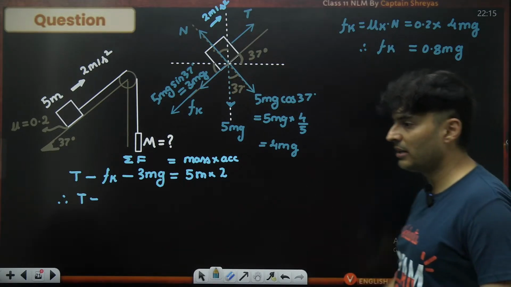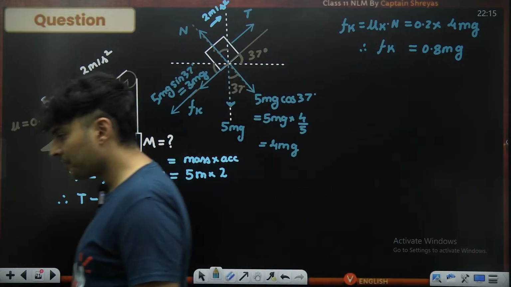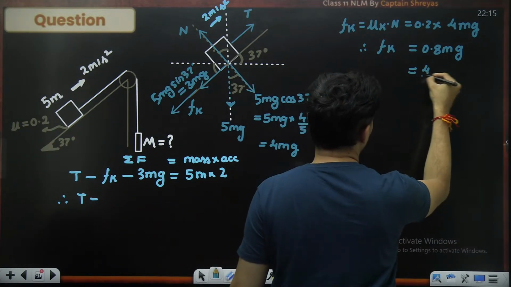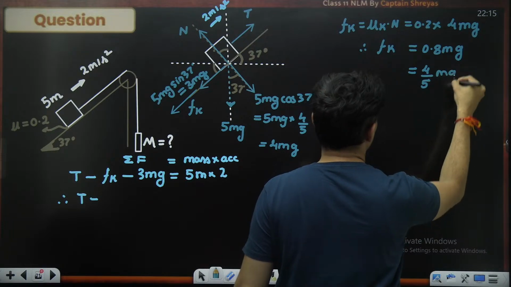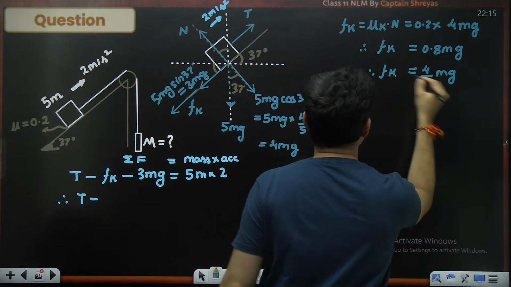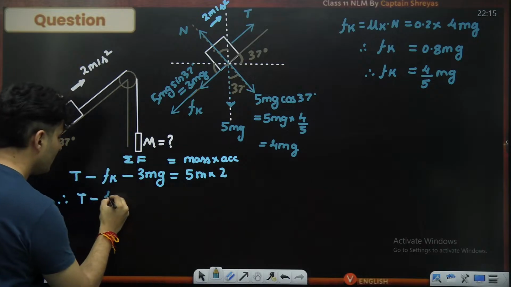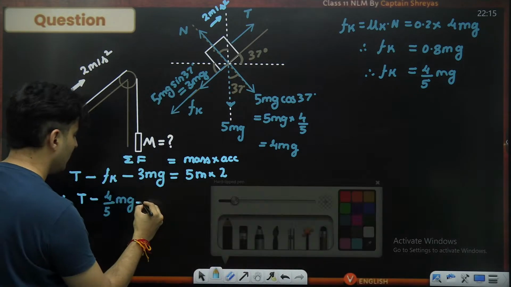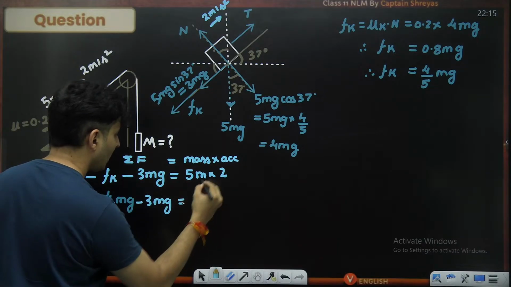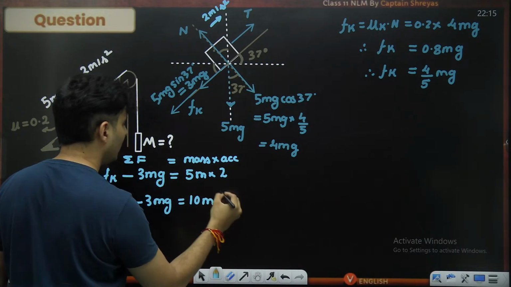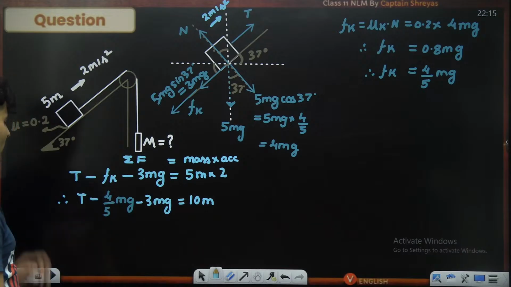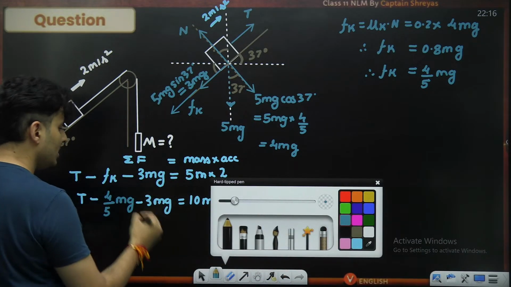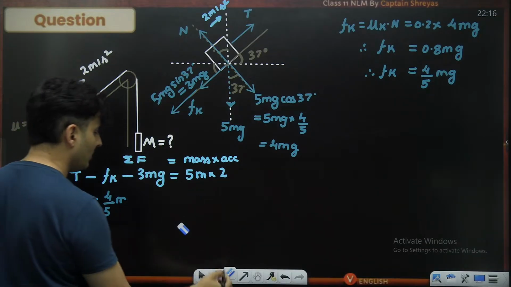Is that fine? Everybody with me on this? Yes, perfect. So 0.8 means 4 by 5 times mg. So that is Fk. Let's use that over here, which is 4 by 5 times mg, and of course this minus 3 mg is there, and this will just become 10 times m. At this point of time, we should substitute the value of g. The value of g is 10.